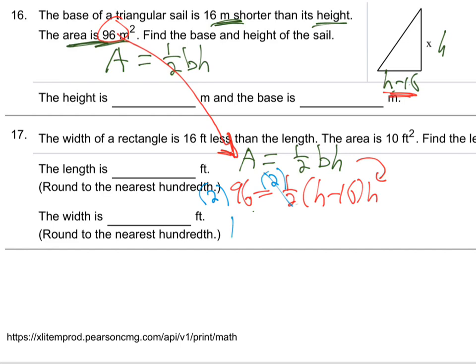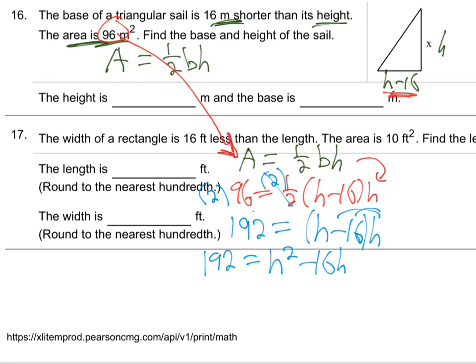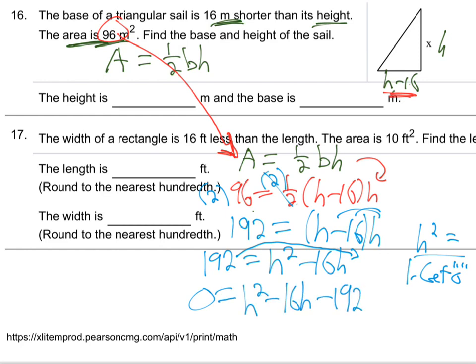Boom, that's really important. So it'll be 192. Everybody see what happened there? I multiplied both sides by 2. Then this will distribute, so it'll be h squared minus 16h. Now what do we do now? Well, you have an h squared with an equal sign. What do you always do? Step 1, get a 0. So jump the 192 this way, getting a 0 on the other side. You see that? And now we can try to factor that.